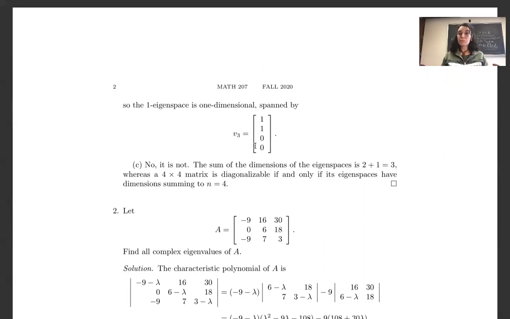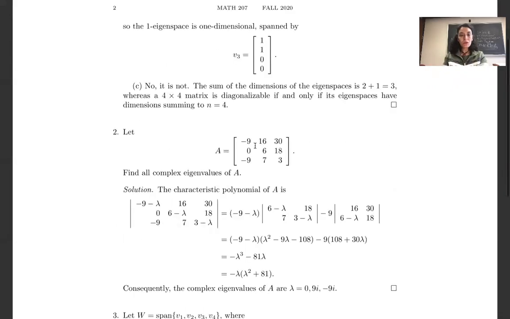All right? Okay. So in short, you are going to look at the number of the eigenvectors. The number of the eigenvectors should match the size of your matrix. Okay. Look at the second question. This will be a very similar question. This is just a 3 by 3 matrix.